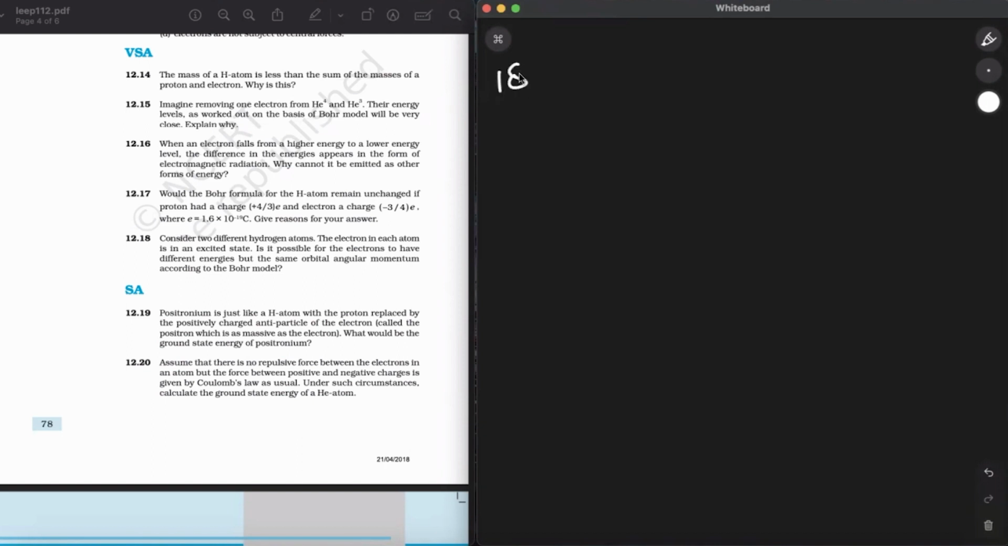Now question number 18. Consider two different hydrogen atoms, where the electron in each atom is in an excited state. Is it possible for the electrons to have different energies but the same orbital angular momentum according to the Bohr model? According to Bohr's postulate, the electrons revolve around the nucleus only in orbits which have angular momentum L as an integral multiple of h upon 2 pi, where h is Planck's constant.